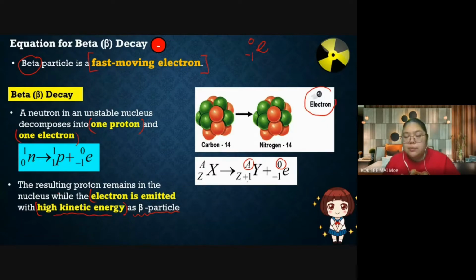How about the proton number? Because the electron is -1, you must add back 1. So finally, your answer is Z. We can write the equation like this: Z equals Z plus 1 minus 1, so finally it becomes Z. At the top, nothing happened: A equals A plus 0, so it's still A. The electron is easier to guess.